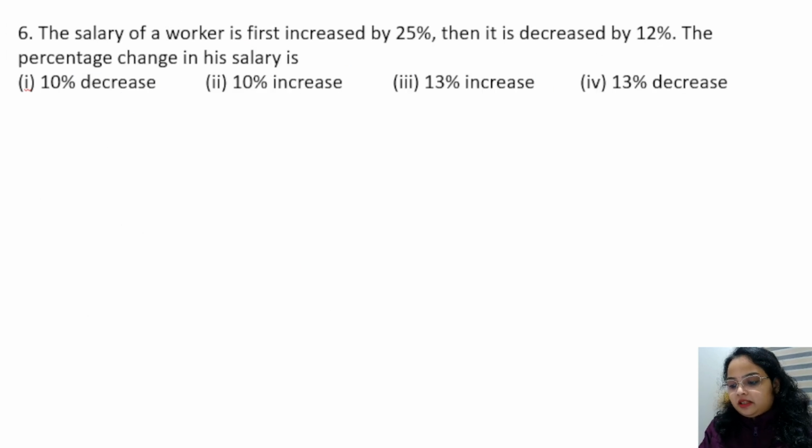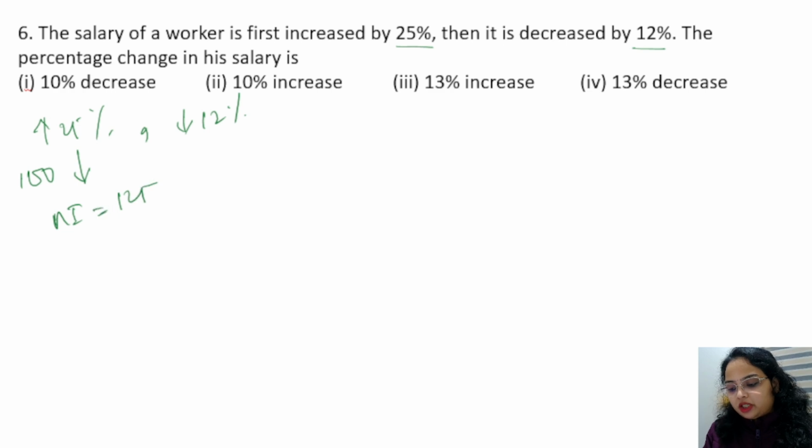Next one. The salary of a worker is first increased by 25%, then it is decreased by 12%. The percentage change in his salary is what? So we will assume the salary as 100 rupees. If it is increased by 25%, it is 100 plus 25, it is 125. So the new income is 125% of 100, it is 125.